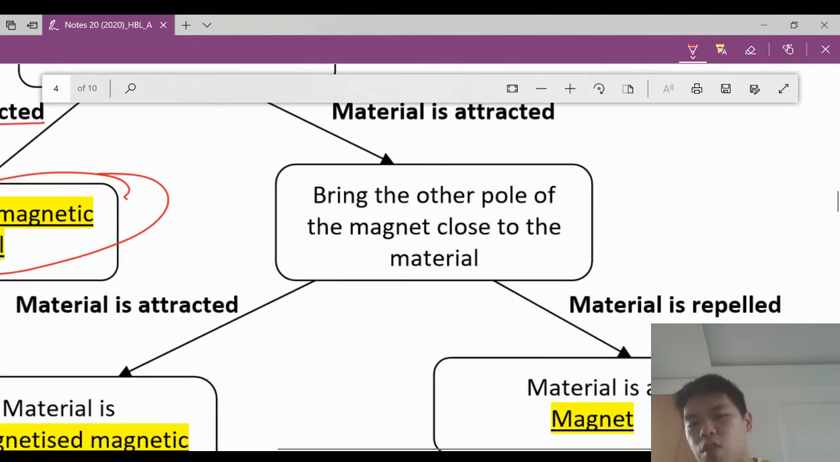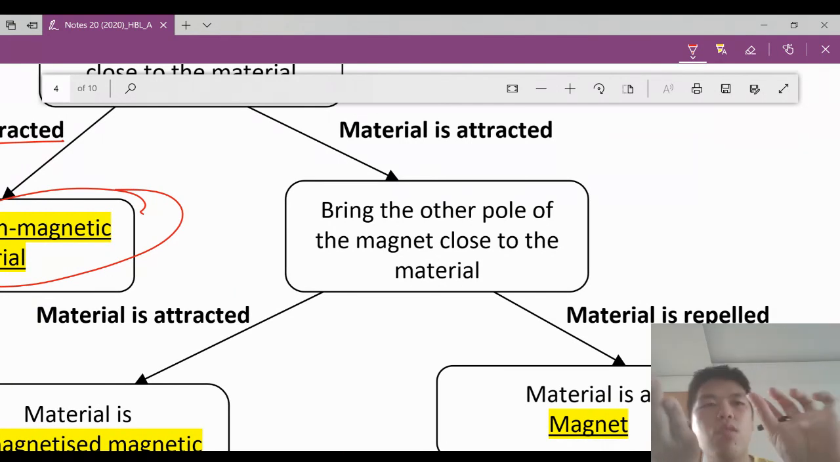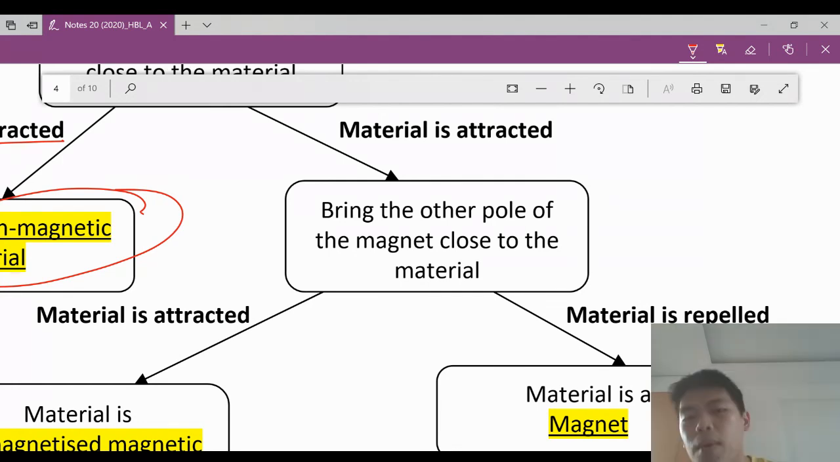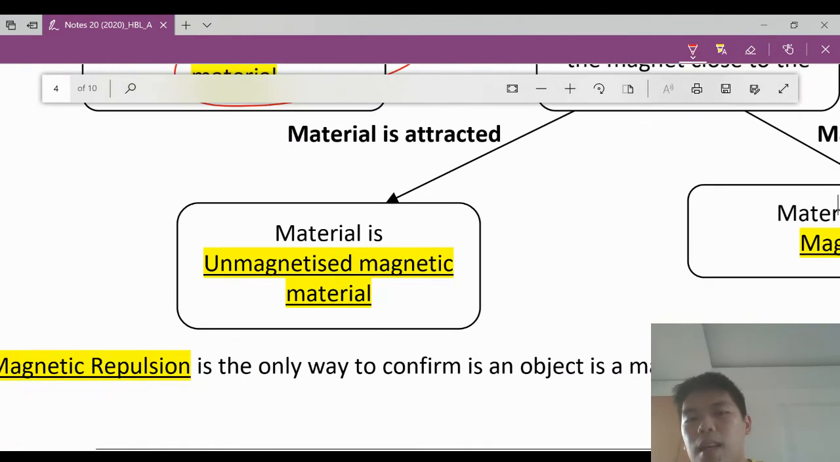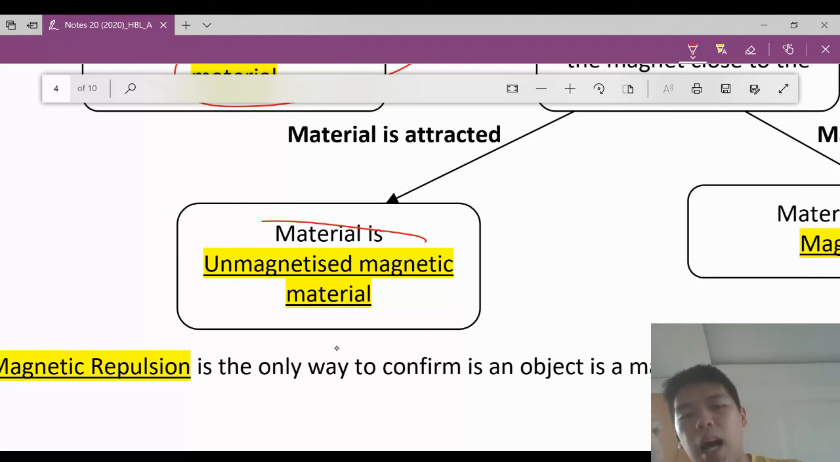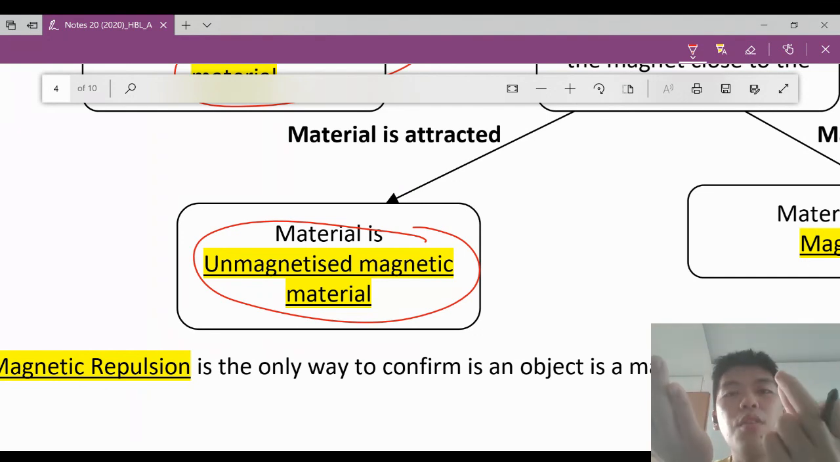What happens if it attracts, as we mentioned? Then you need to bring the other pole of the magnet close to the material. So we turn the magnet around and place it near the material. We repeat this with the other pole of the magnet. Now, if it gets attracted, does it mean this is a magnet? The answer is no. It only means that it is an unmagnetized magnetic material. That means it is a magnetic material that is just not magnetized yet. It is not a magnet, it is just a magnetic material. Take note, there's a difference.